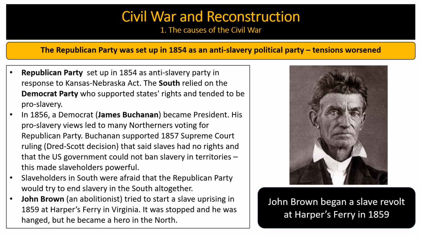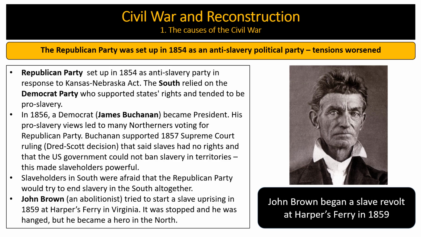Now, in 1856, a Democrat called James Buchanan became president, and his pro-slavery views led to many Northerners voting for the Republican Party. Buchanan also supported the 1857 Supreme Court ruling, the Dred Scott decision, that said slaves had no rights and that the US government could not ban slavery in territories. This made slaveholders powerful and further eroded the Missouri Compromise. Slaveholders in the South were afraid that the Republican Party would try to end slavery in the South altogether.